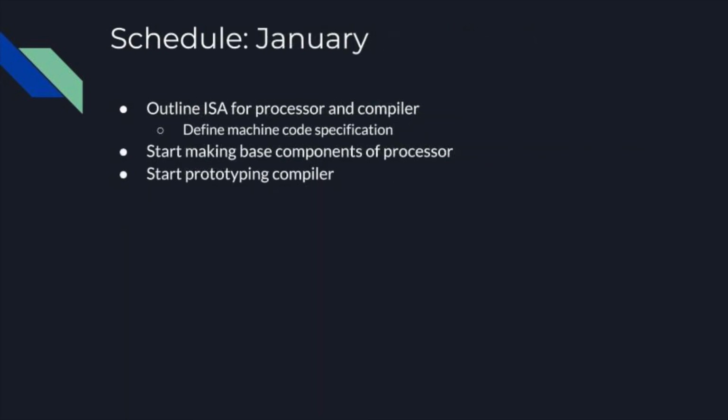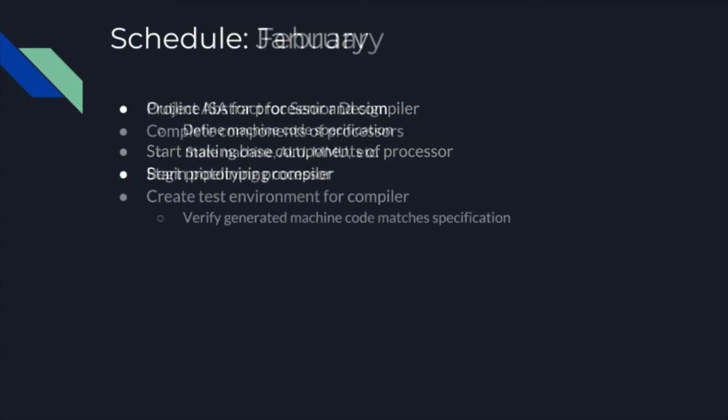In January, we're going to outline the ISA for our processor and compiler. That involves defining the machine code specifications. We're going to start making the base components of the processor and start prototyping the compiler in its early stages.